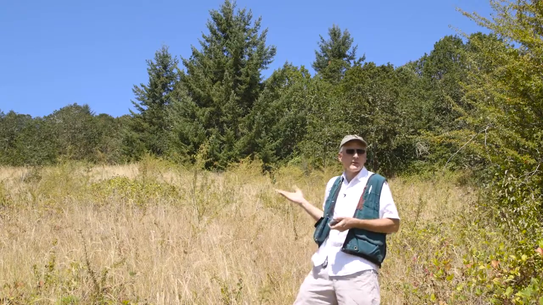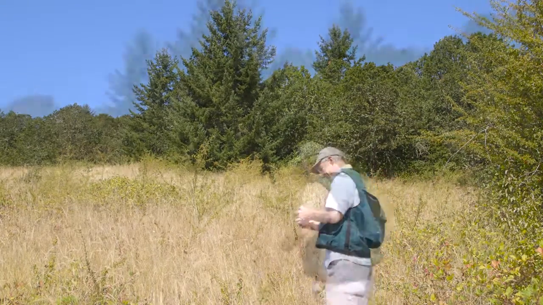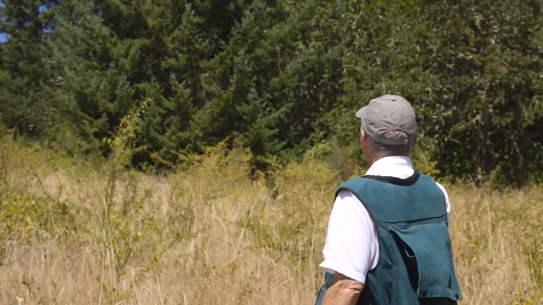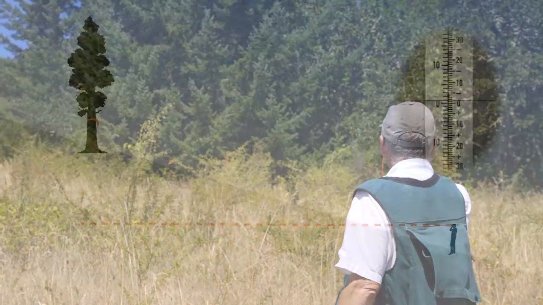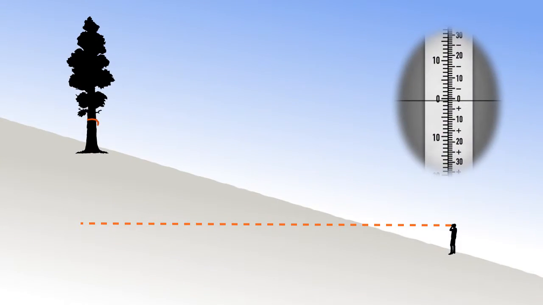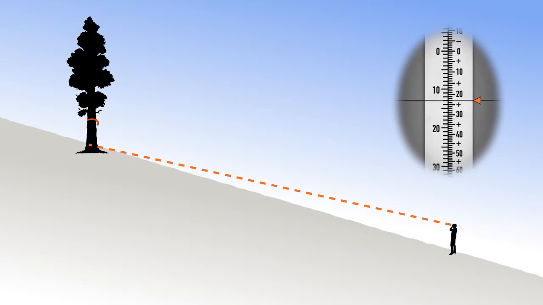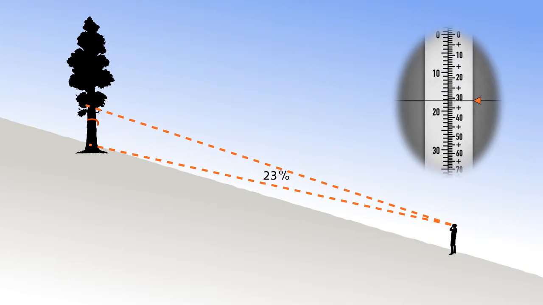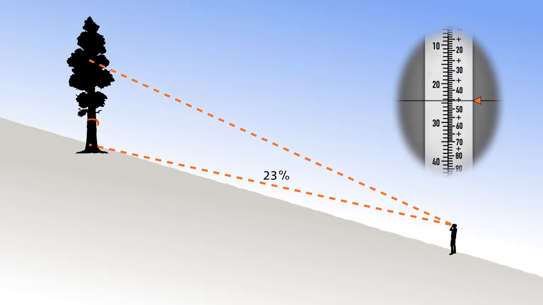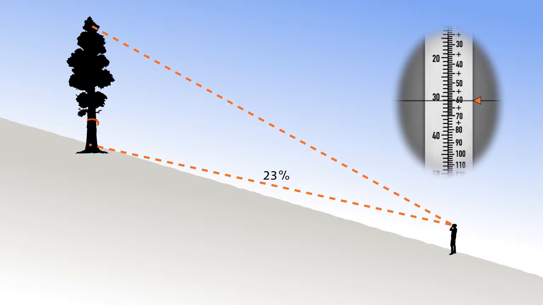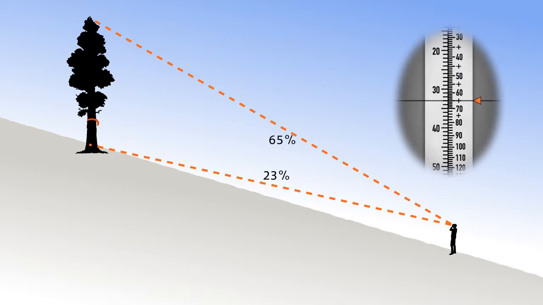So let's take our percent readings. Using the clinometer's percent scale, if I focus on the bottom of the tree, I have a percent reading of 23. Next thing I do is focus on the leader, the very top of that tree. The percent scale for the very top of the tree, the leader, is 65%.